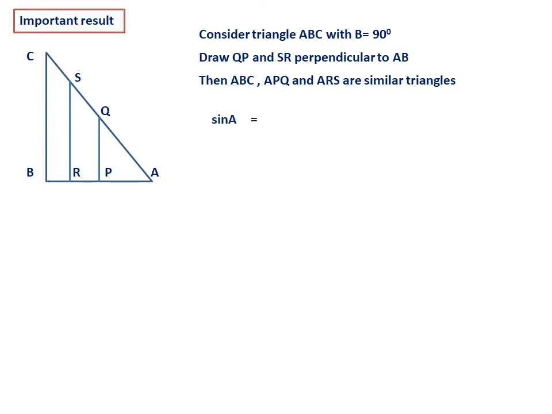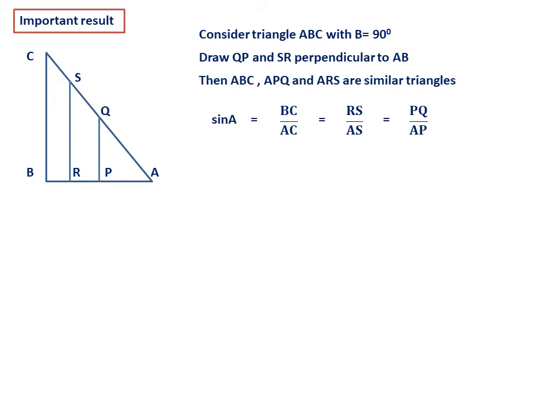Now let us take sine A for example. What is sine A? By definition, if you take the first triangle ABC, it is BC by AC. But this is also equal to RS by AS, the corresponding hypotenuse. Similarly, this is also equal to PQ divided by AP, the corresponding hypotenuse. And all these are the same because they are proportional.